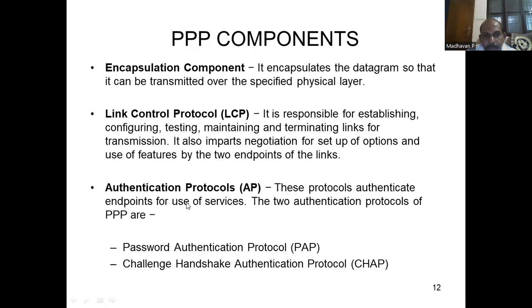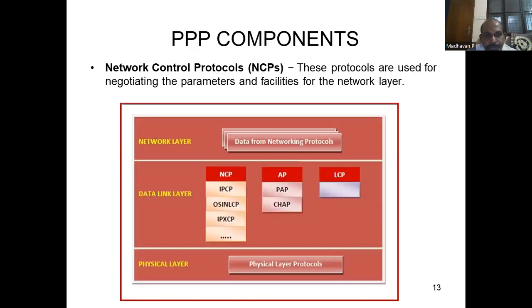Then we have a third component called the authentication protocol, which is mainly used to provide authentication features between two endpoints. So we have two authentication protocols in PPP. One is called Password Authentication Protocol. The second one is called Challenge Handshake Authentication Protocol. The last component is the network control protocols, which is used as the networking component for negotiating the parameters and facilities, etc. for the networking layers. When it comes to the lower level layers, we usually convert these frames into a sequence of bit patterns.